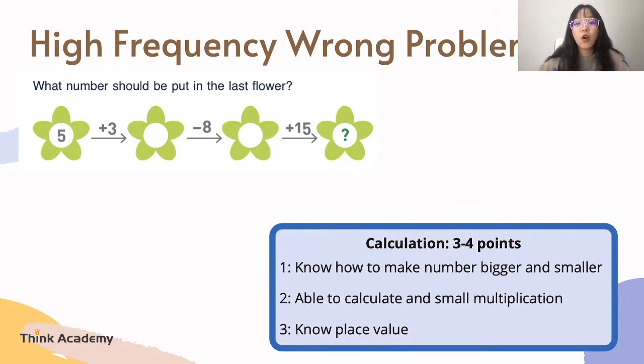Not only should they know what sign changes the number, they should also be able to calculate. Grade 1 students should know a little bit of small multiplication, for example 3 times 4, 4 times 5, and they should know multiplication is another way of addition, so they can calculate that within the level 1 to level 2 exam. Lastly, they should also know about place value, and be able to do some small column addition and subtraction to help them in the calculation module.